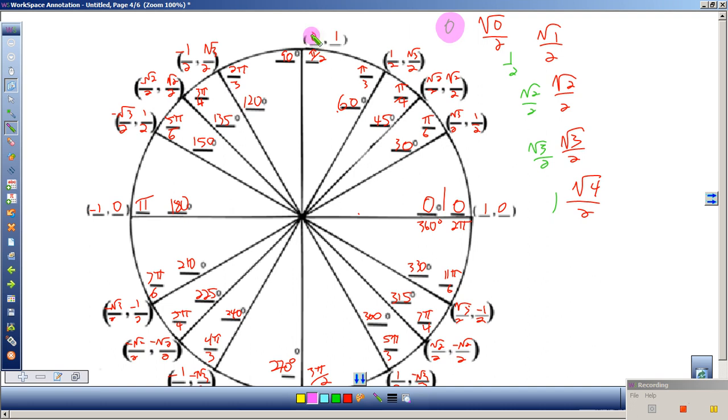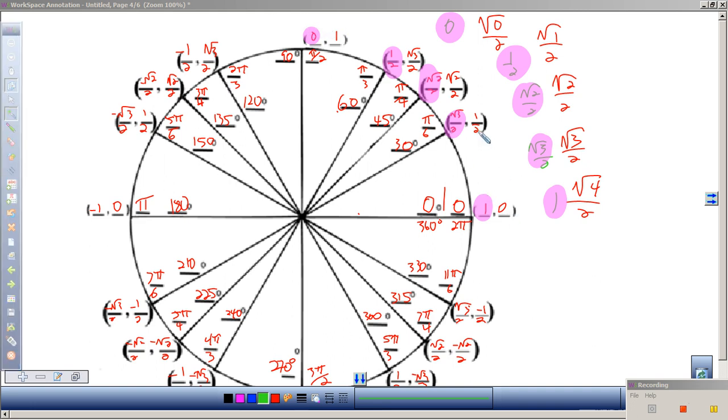So notice this. This says root 4 over 2, root 3, root 2, root 1, root 0. And then we can do the y's in the reverse order: root 0, root 1, root 2, root 3, root 4 over 2. You don't necessarily have to write that. I'm just showing that it's a way to help memorize if you need it. It's just an interesting pattern that I noticed.